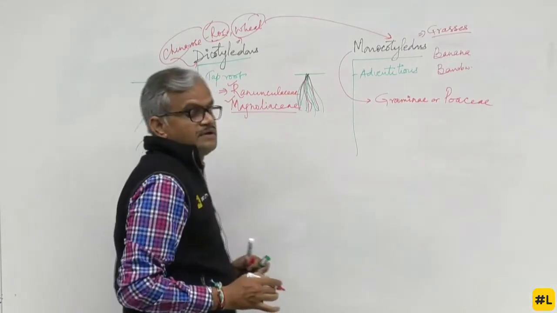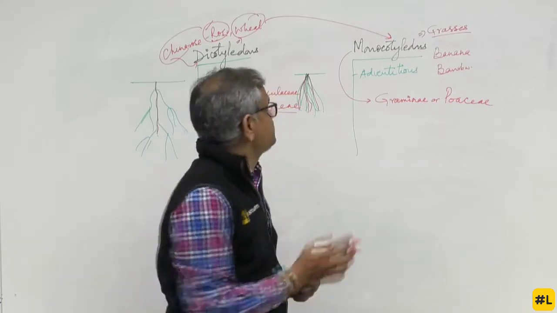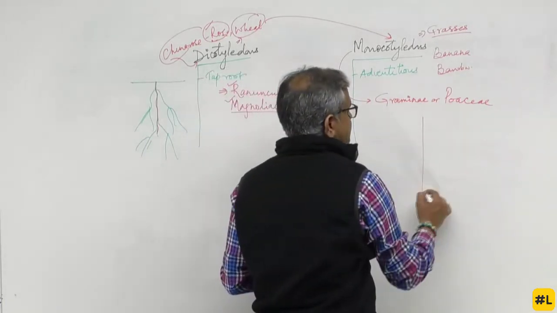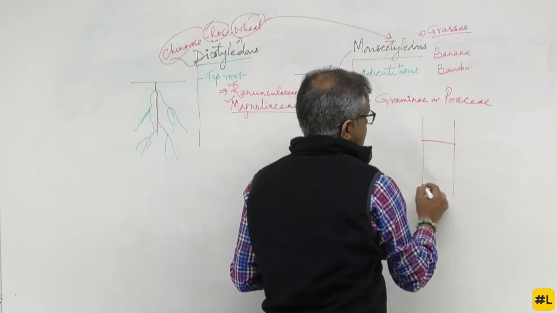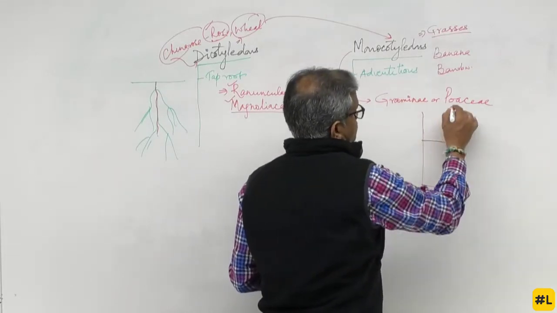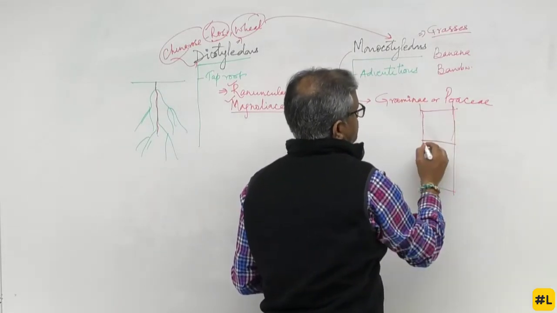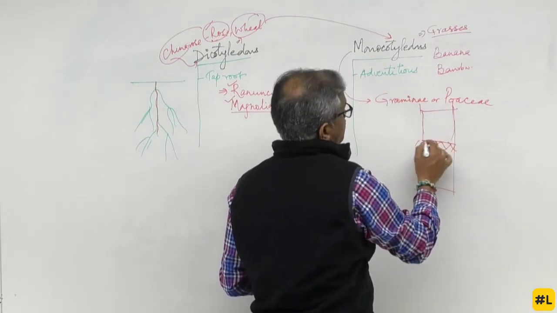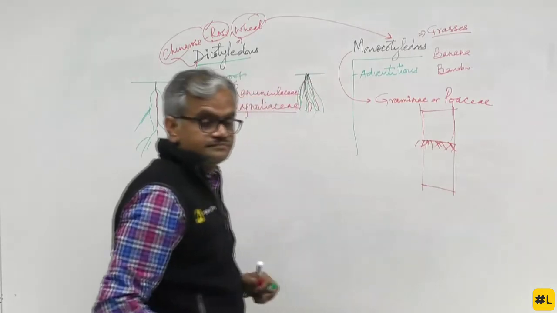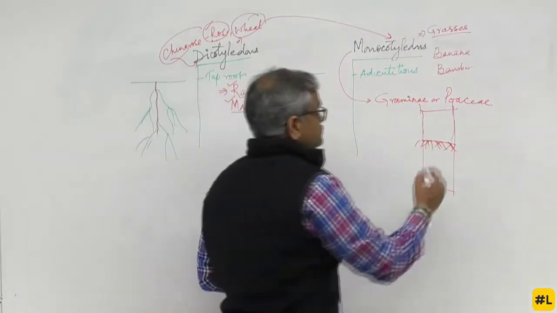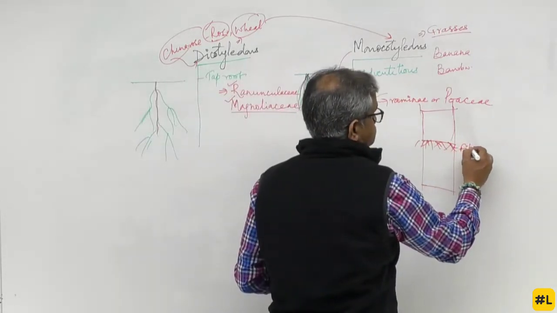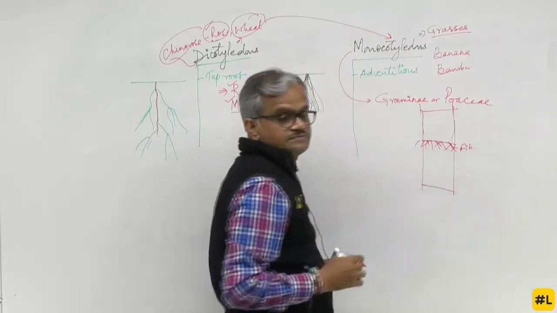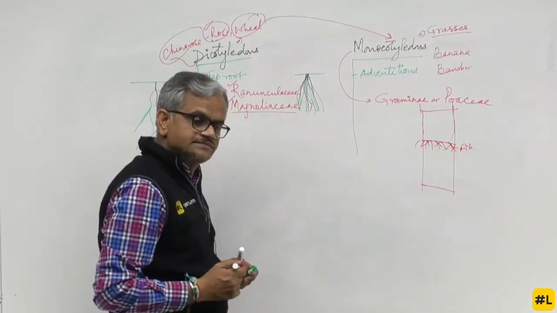Magnoliaceae. When I say fibrous roots or adventitious, this is adventitious. If you see a sugar cane, I hope you might have seen, in sugar cane there are nodes and internodes. Here you will see some thread-like structures. They are called as fibrous roots. These are adventitious roots, right?